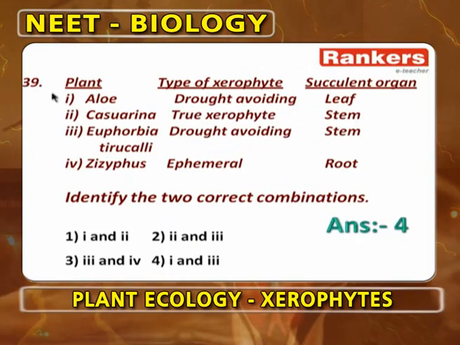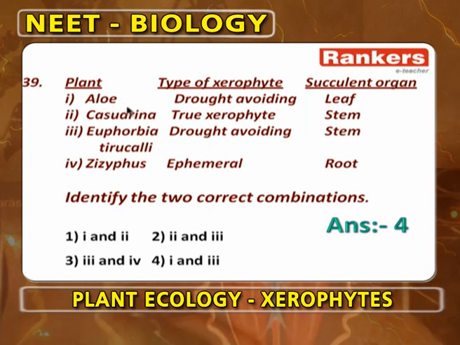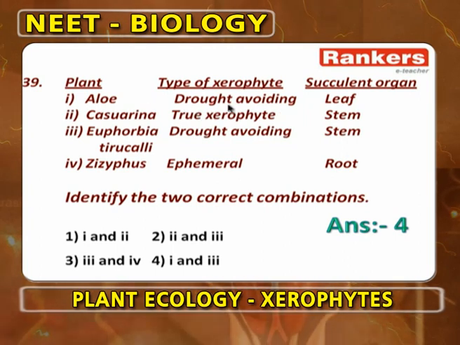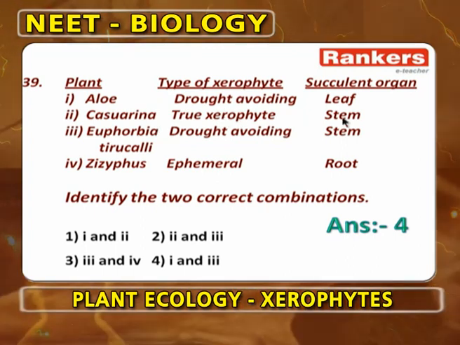Another 3 column matching. Plant, type of xerophyte, succulent organ. Aloe, drought avoiding xerophyte, leaf is the succulent organ, correct. Drought avoiding because it stores water as mucilage and uses it in unfavorable conditions. Casuarina, true xerophyte, stem. In Casuarina, the stem is not succulent, it is a long needle like stem.